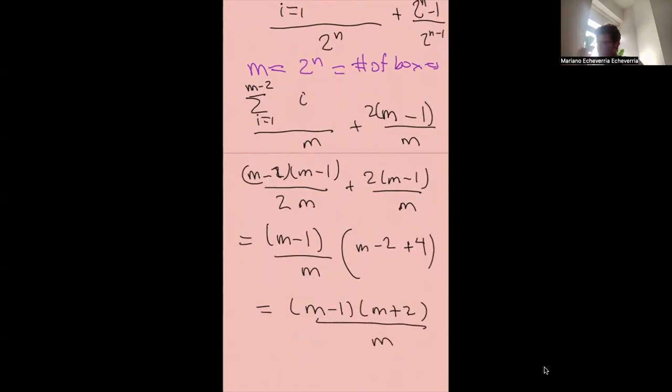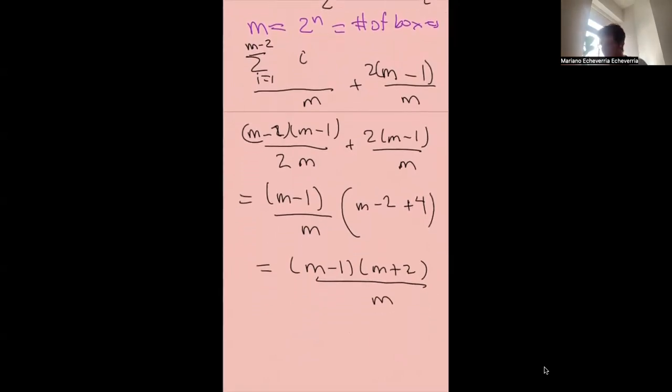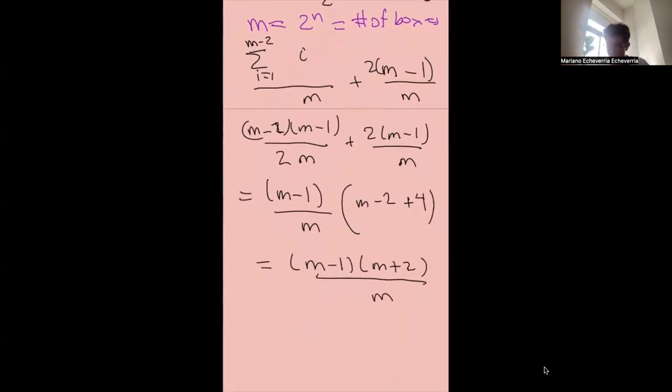Well, the precise values are not too important. The point that I'm trying to make is that the only thing that matters in this calculation is that this grows linearly with m. If you're asking a lot of questions, m minus 1 and m plus 2 are essentially the same. So this is kind of like m squared over m, so this is roughly like m over 2, sorry.